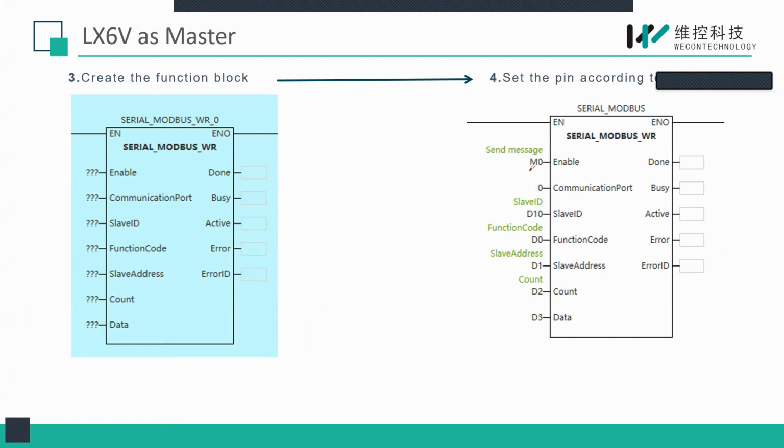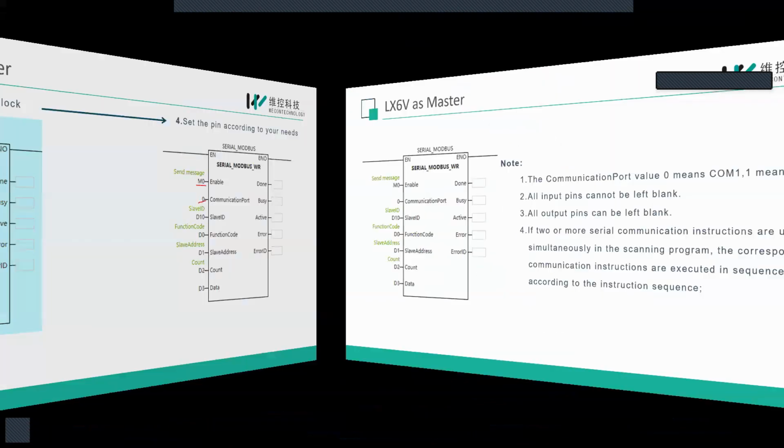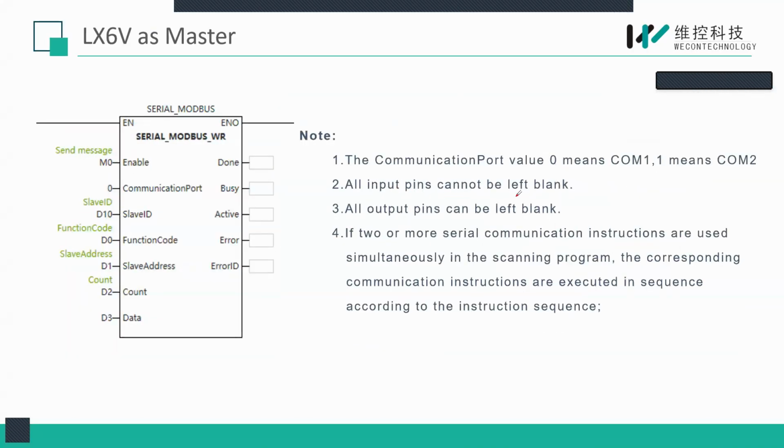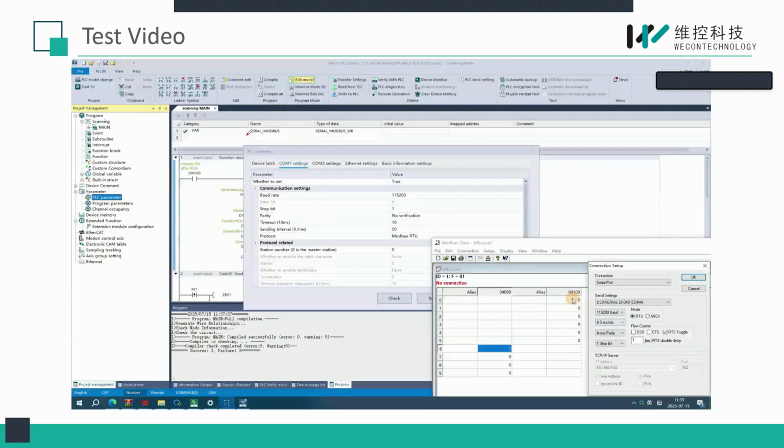You can set the input as a register or just a number, but you can't leave them blank. But for the output, you can leave them blank. The communication port 0 means COM1 and 1 means COM2, just like I said. So that's all.